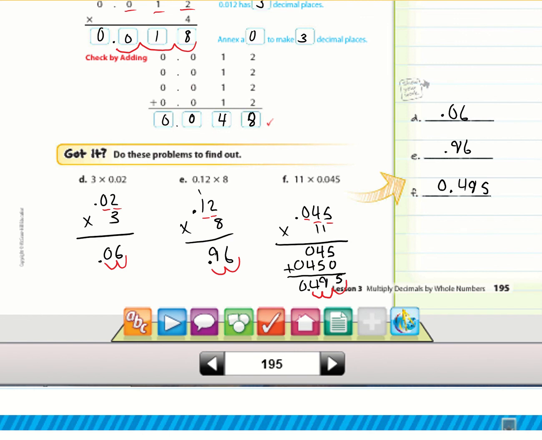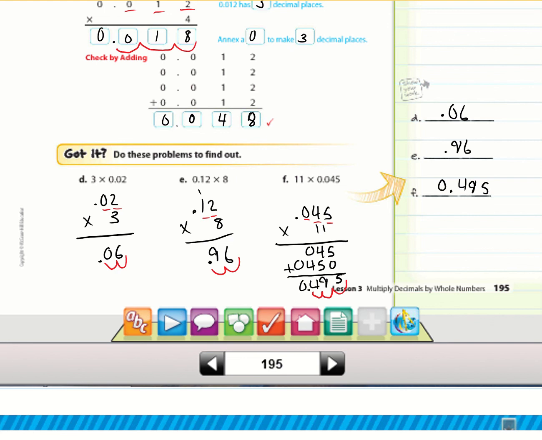Alright, sorry about that. I realized that did not pause. So we have 600 thousandths, we have 9600 thousandths, and then we have 495 thousandths. So just make sure that we see that there's two decimal places. We have 2 loops. For D and E, we have 2 decimal places with 2 loops. For F, we have 3 decimal places. We have 3 loops in our answer.